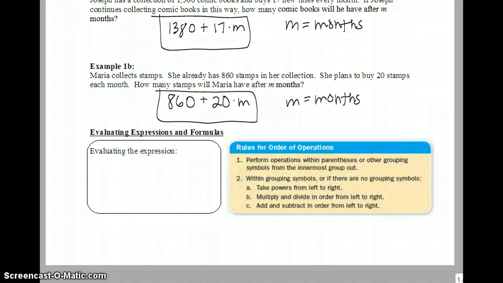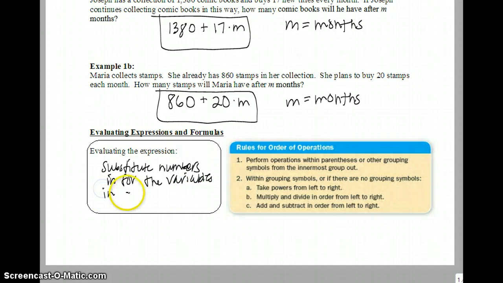We also have rules in order to evaluate these expressions. When you evaluate the expression, what you do is you substitute numbers in for the variables in that expression, like an expression we just wrote, and then you calculate the results. So you substitute numbers in for the variables and you calculate the results.